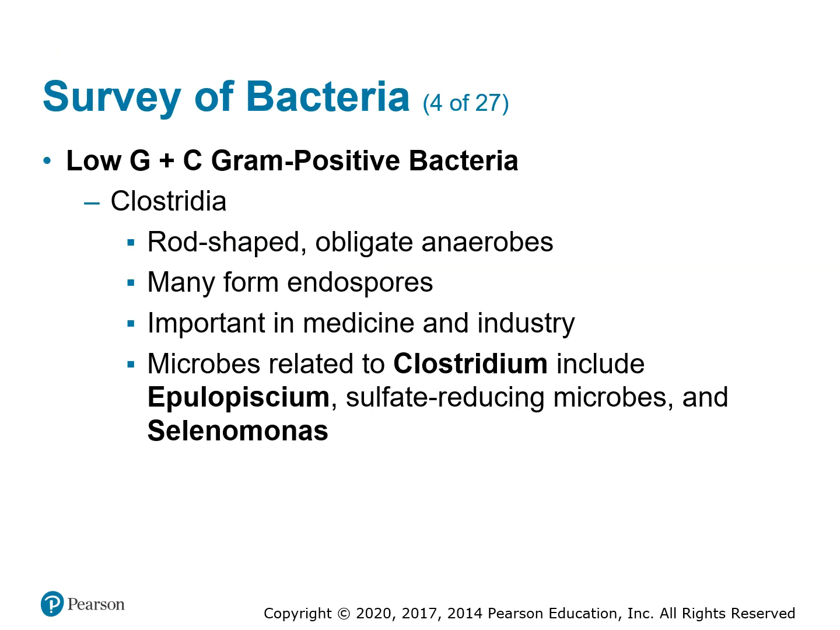All right, something that we do need to know about is the low G+C gram-positive bacteria. We'll start with talking about Clostridia. These are rod-shaped obligate anaerobes, meaning they cannot be in oxygen. They form endospores, and we've already talked about why that is important in medicine and in industry. Microbes related to Clostridium include Epulopiscium, sulfate-reducing microbes, and Selenomonas.